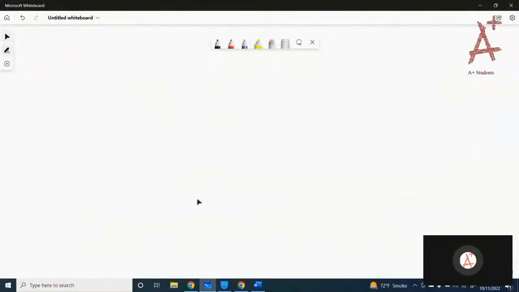So, we're going to start with grade 3 maths. You can find all the lessons on aplusstudents.com. You have to log in there using your email address and password as provided by the administrator. Then you have to select math from the subject tab, and we're going to start.